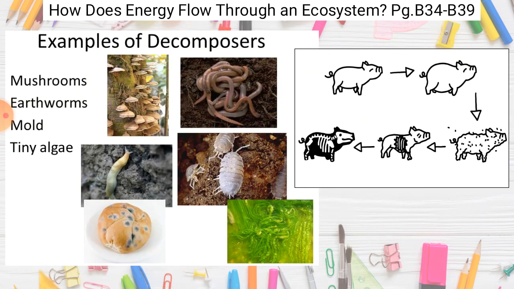Now, the decomposers are a very special and essential part of our ecosystem. Creatures like mushrooms, earthworms, mold, algae decompose dead bodies into nutrients for the plants to absorb and reuse for the creation of more food.